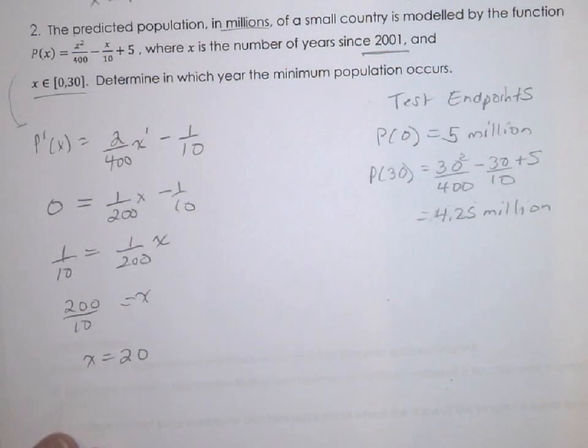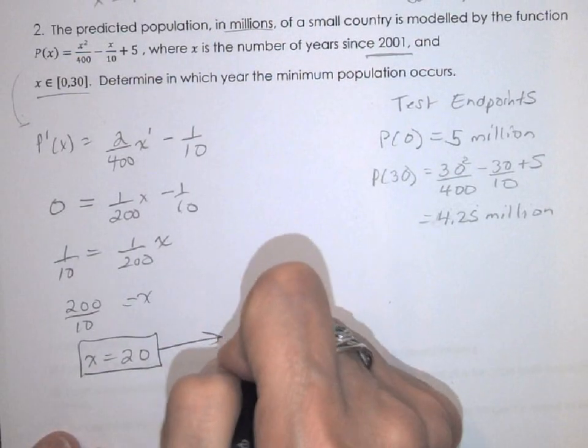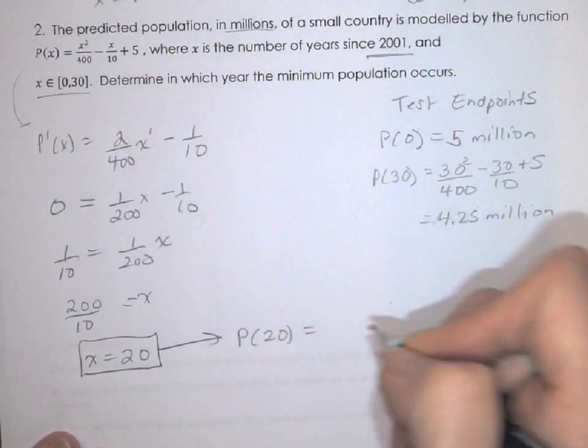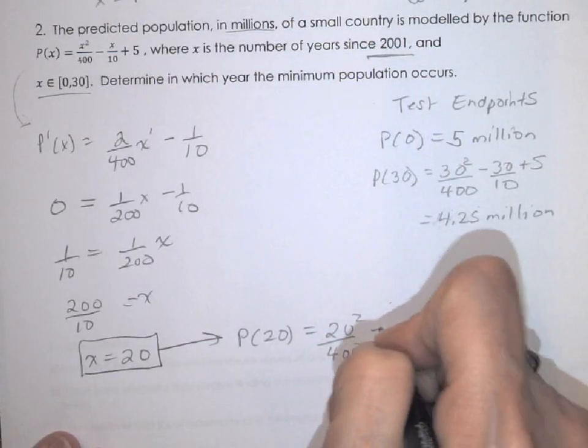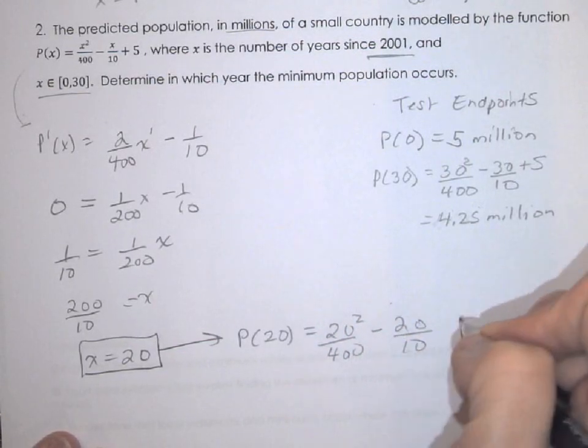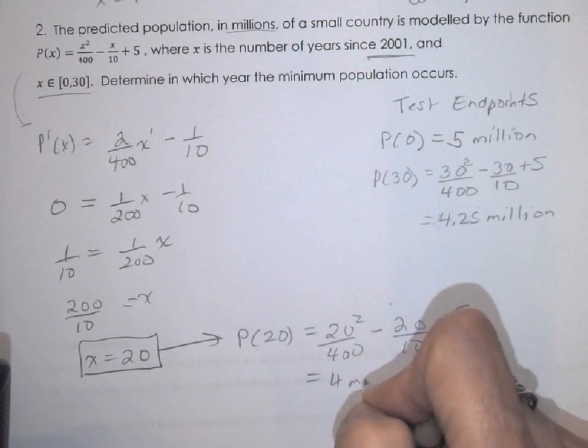Okay, so now we're going to find P at 20. That's the only place where we have a horizontal tangent. So now we're going to test it. P at 20, 20 squared over 400 minus 20 over 10 plus 5. So that's going to be 1 minus 2 plus 5, 4 million.